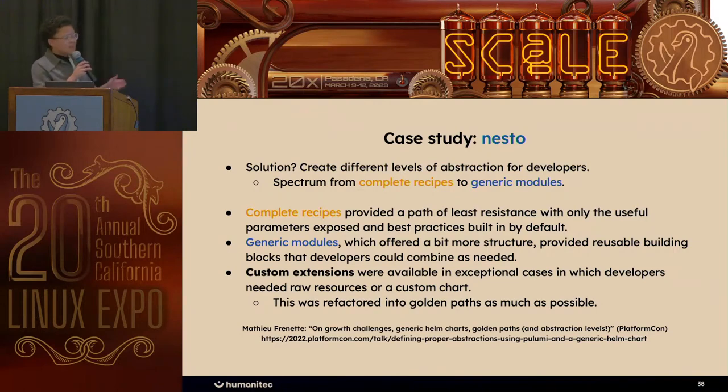I think this is a really interesting case study because it illustrates how finding the right level of abstraction doesn't necessarily mean you need to find one correct level of abstraction. I think this process of breaking it into different levels that developers can choose when needed was an effective one, and it's useful for other organizations to consider when building their internal developer platform.